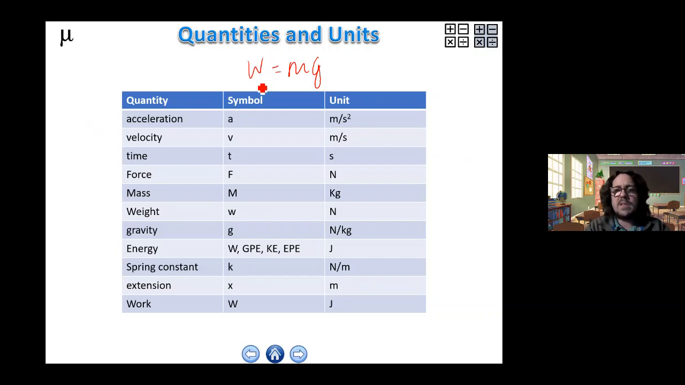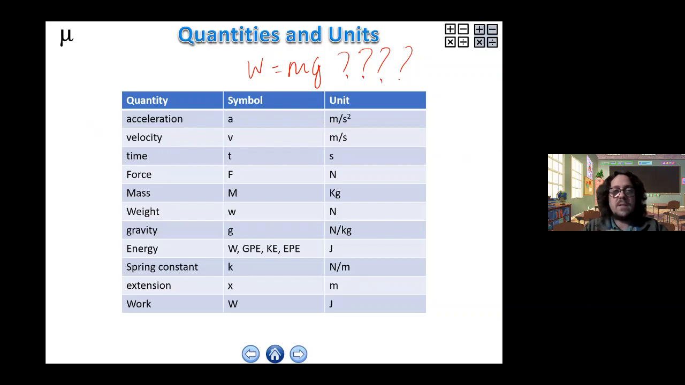If I don't know what W is, and if I don't know what m is, and I don't know what g is, then I'm like, what? Okay. You have to know what these symbols stand for, and that's where I made this little table for you. And you can refer to this whenever you like. All right. Acceleration got symbol A, measured in meters per second squared, and so on.